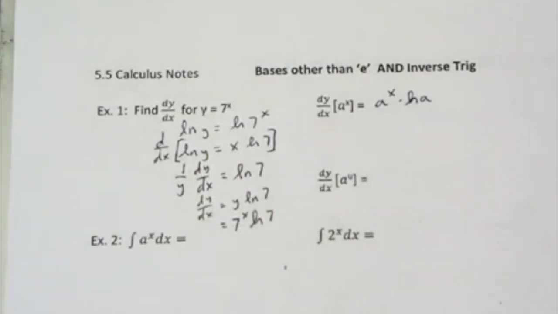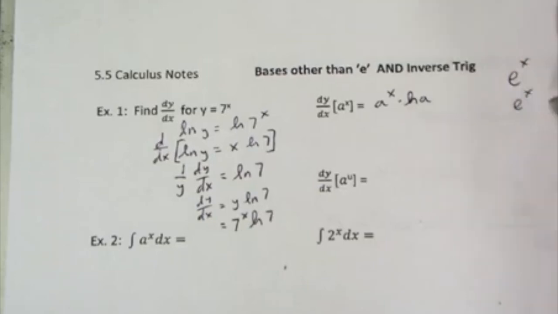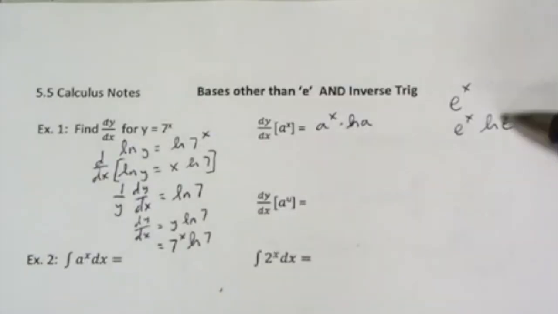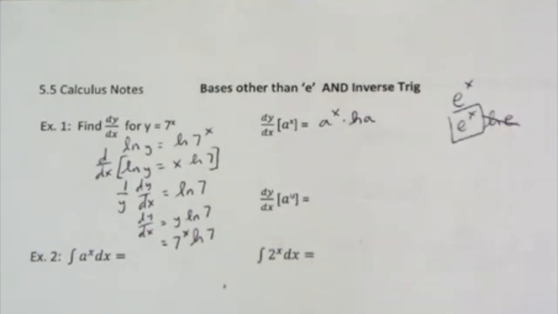And you're really doing that even when you do e to the x. If you would find the derivative of e to the x, well, it's e to the x times natural log of e, which is just 1. And so that's why we get back to here. So you are using this rule even with e. It just so happens that natural log of e is 1.